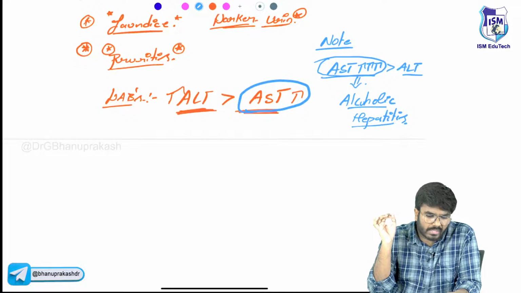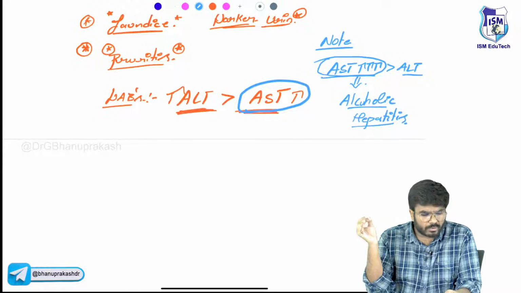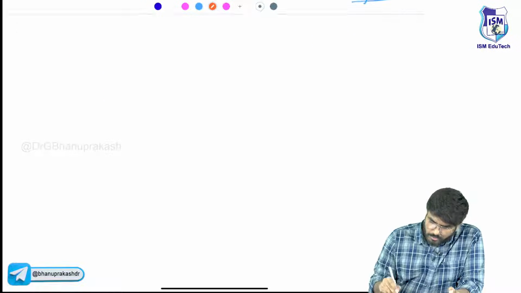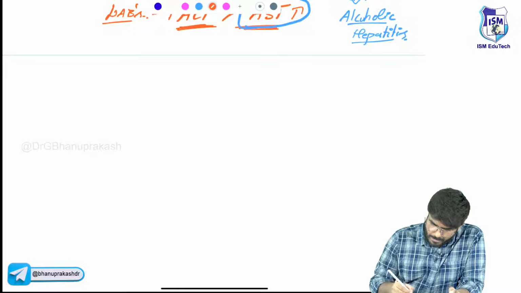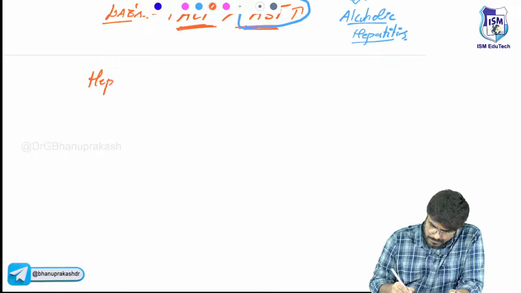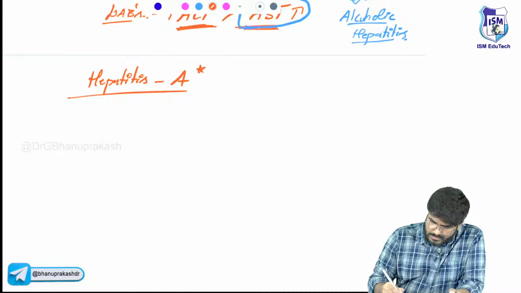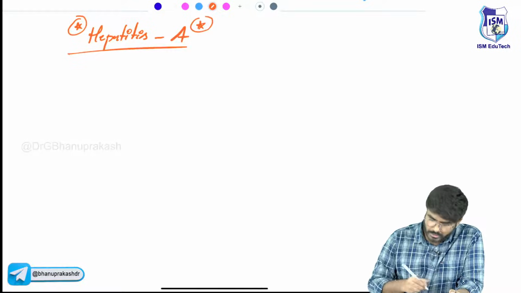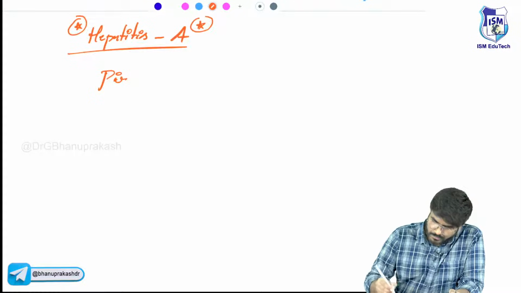Now after this, what else should I explain? I have explained the AST and ALT levels. These things are completed. Now let me talk about the individual viruses. Hepatitis A. Let's discuss this. Hepatitis A is a virus belonging to which family? Picornaviridae. Picornavirus.